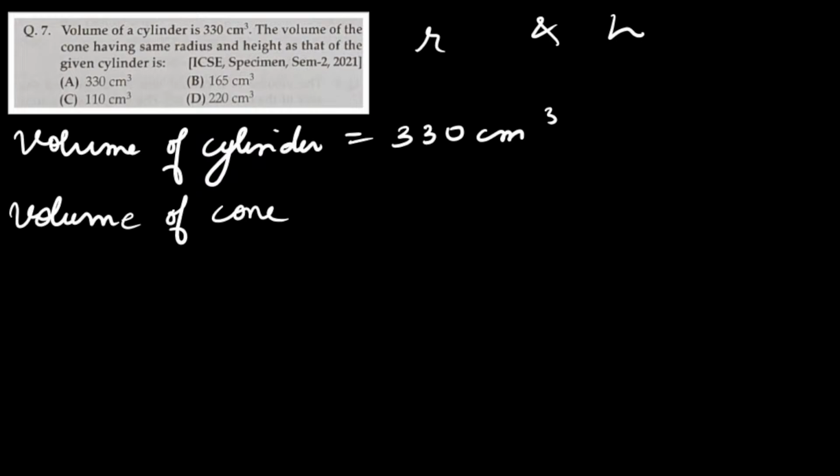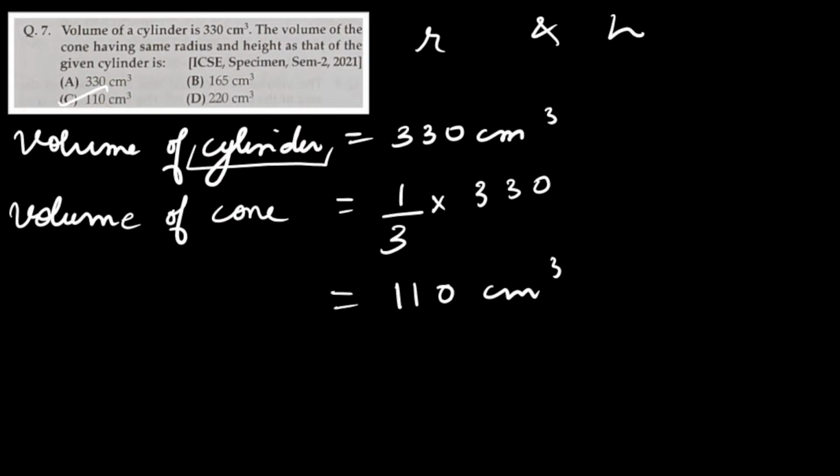Okay, Rameshri has given the answer. One relation I told you today itself, that cone's volume is one third of cylinder's volume. So directly you can divide this with 3. If you divide it, you will get 110 centimeter cube. So this was like a direct question. If you have to find the volume of cone, you divide the cylinder's volume by 3. If you have to find the volume of cylinder, you multiply the volume of cone with 3.